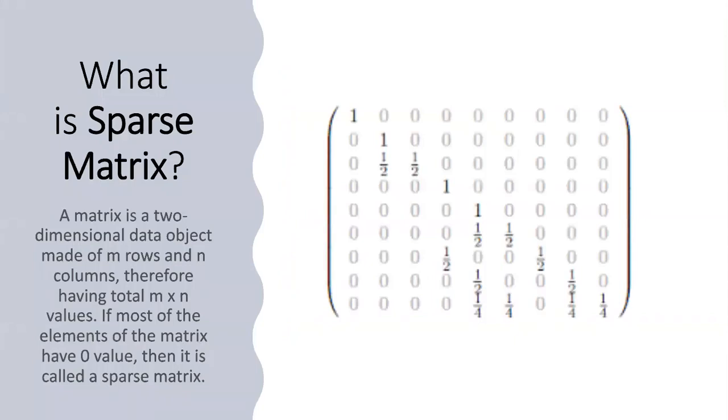A matrix is a two-dimensional data object made up of m rows and n columns, therefore having m by n values. If most of the elements of the matrix have a value of 0, then that matrix is known as a sparse matrix. So this sparse matrix has the maximum number of values in it as 0. This is one of the simplest examples shown on the screen. It has many zeros compared to the non-zero numbers, so this is known as a sparse matrix.